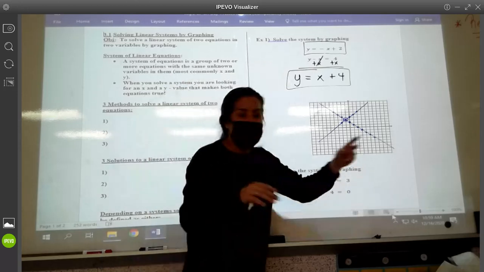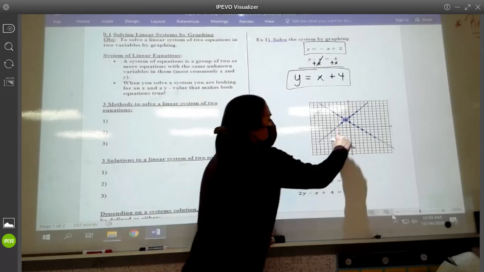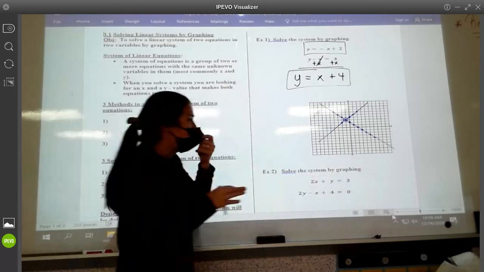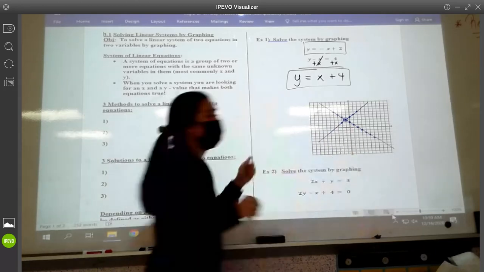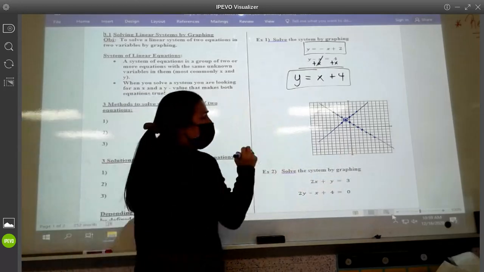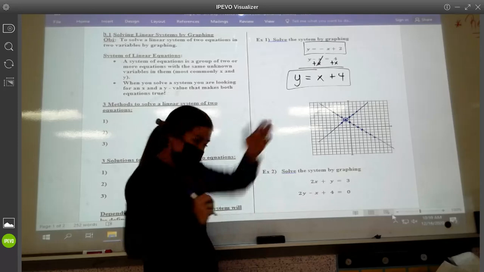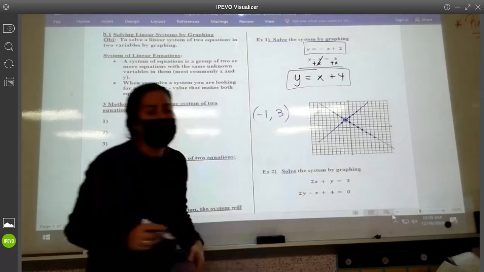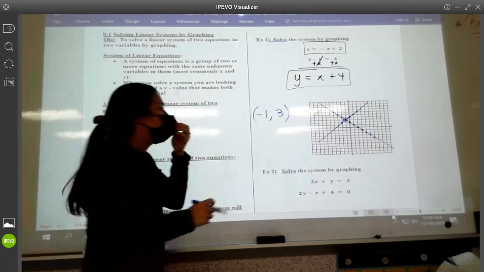So guys, the graph is not our answer. That point right there is our answer. So does anybody know what ordered pair that is? Left 1 and up 3. Anybody know? Negative 1, 3. Yeah, negative 1 and 3. I know what you meant. So the point is negative 1, 3.